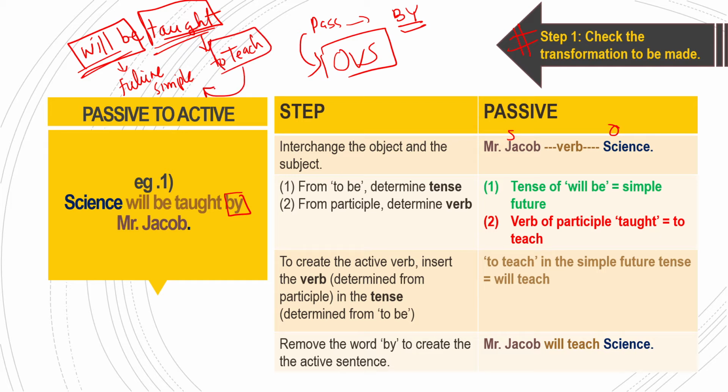in this tense. So from the participle you got the verb to teach. From will be you found out that the tense is a simple future tense. Put this verb in this tense, will teach. And that is how you get the answer. Mr. Jacob will teach science.